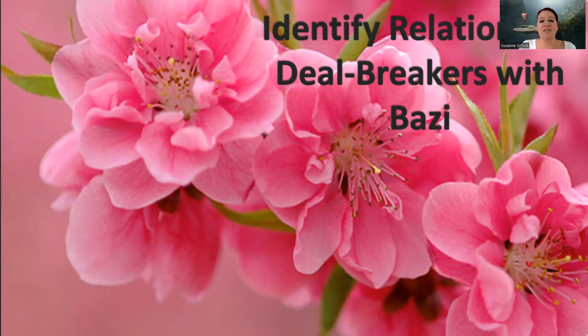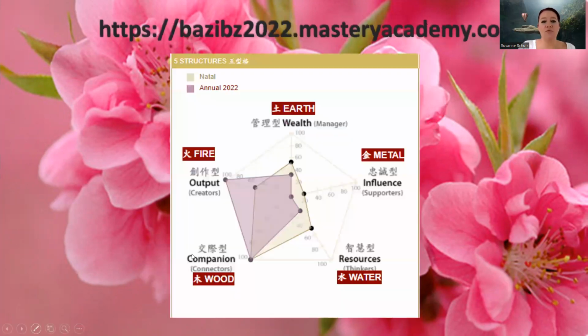So what you need to do is actually plot the Bazi chart of the person you're interested in. The link is here. I will also put that particular link into the notes to this video so you can plot the chart yourself. So plot the chart not of yourself, plot the chart of the person you're interested in.